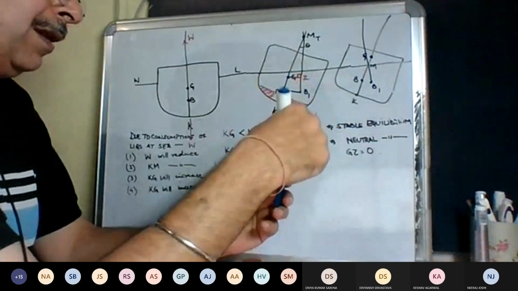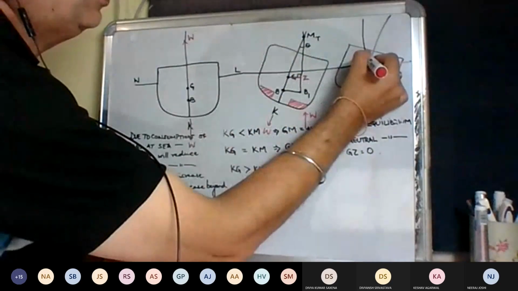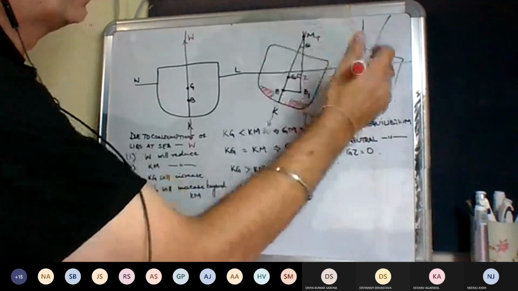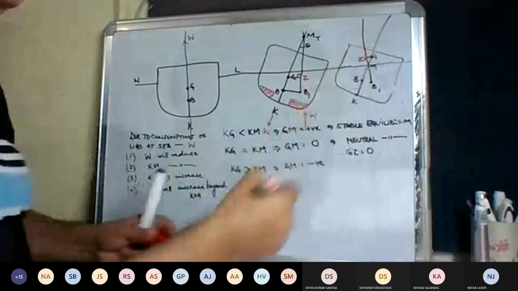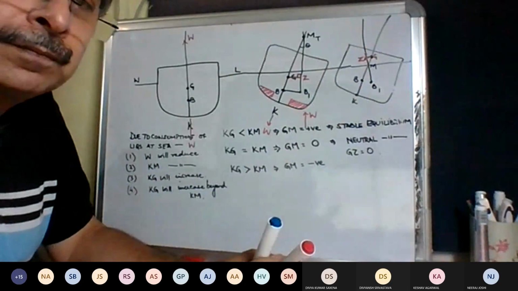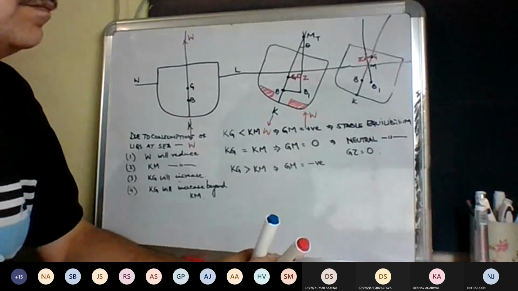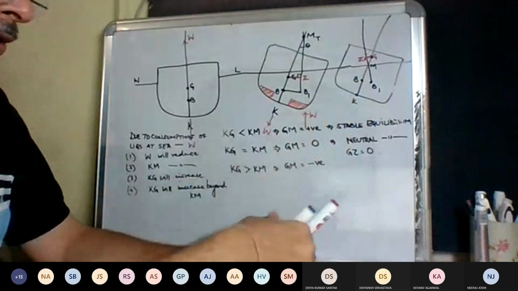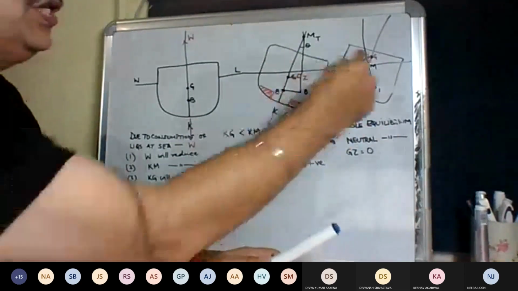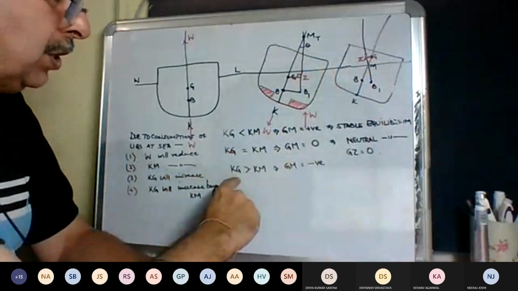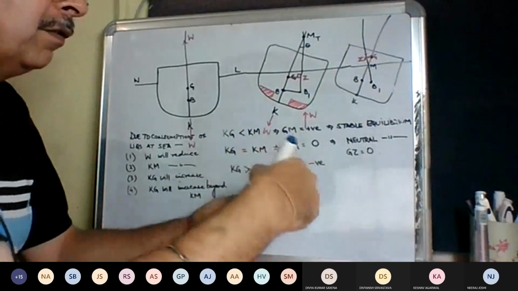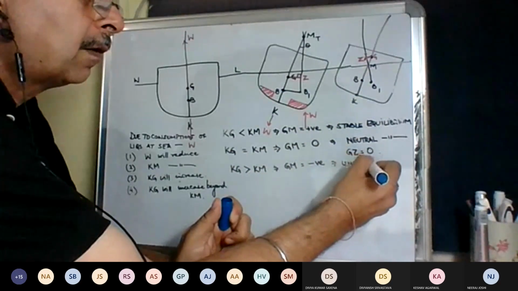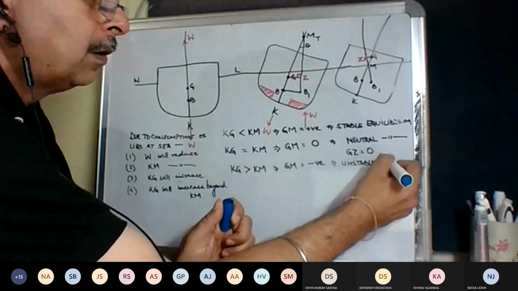Now my righting lever will be on this side. This is GZ. This is G. Righting lever has come onto this side. So this situation is GM is negative. G has gone more than M. G is more than M. GM is negative. Vessel is in unstable equilibrium.